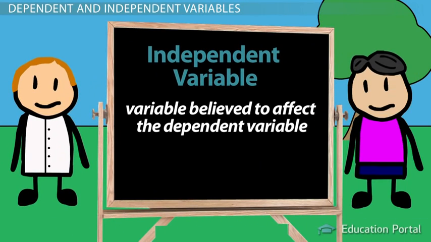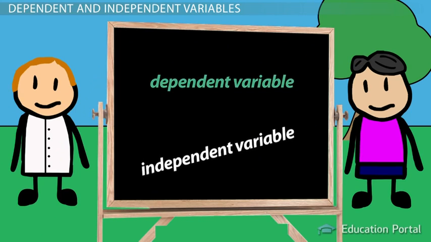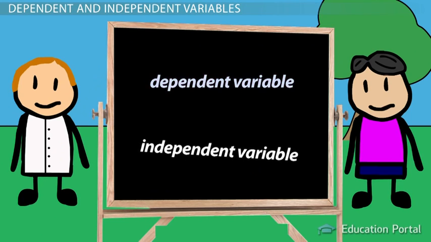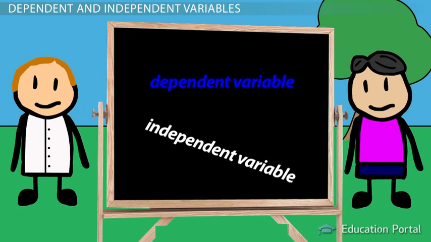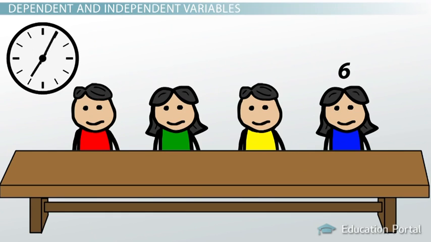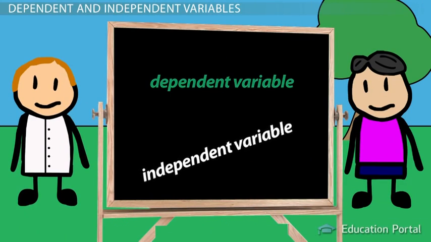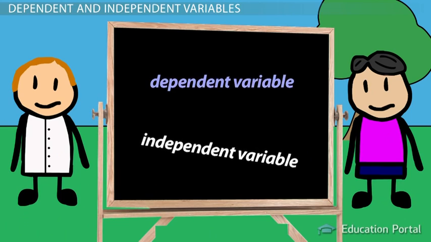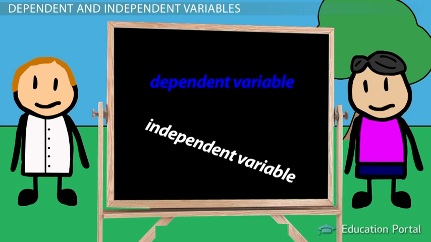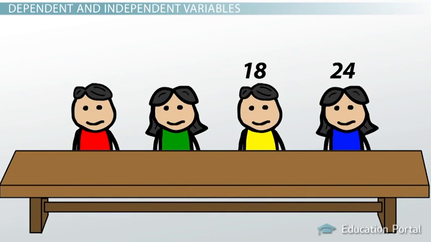An independent variable is a variable believed to affect the dependent variable. This is the variable that you, the researcher, will manipulate to see if it makes the dependent variable change. In our example of hungry people throwing a ball, our independent variable is how long it's been since they've eaten. To reiterate, the independent variable is the thing over which the researcher has control and is manipulating. In this experiment, the researcher is controlling the food intake of the participant.